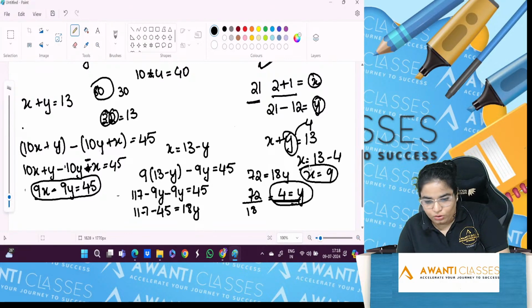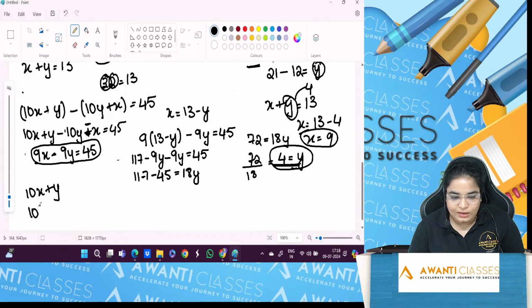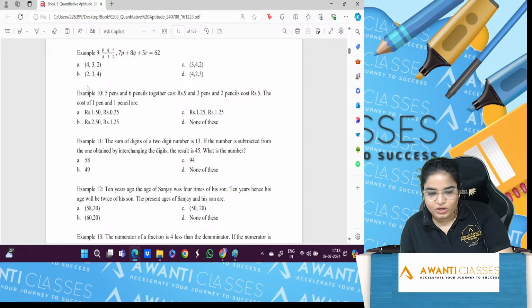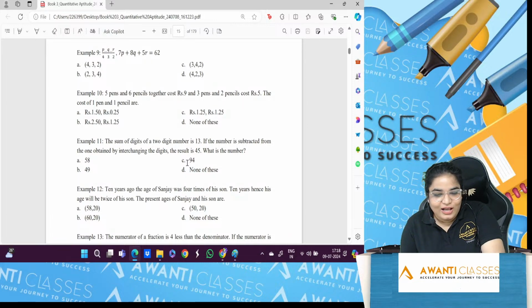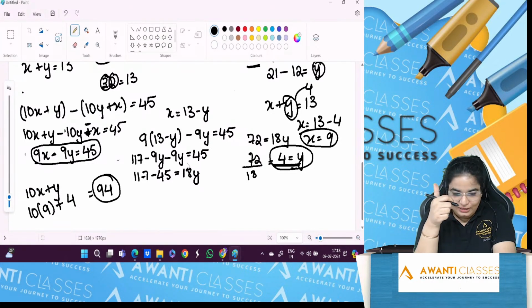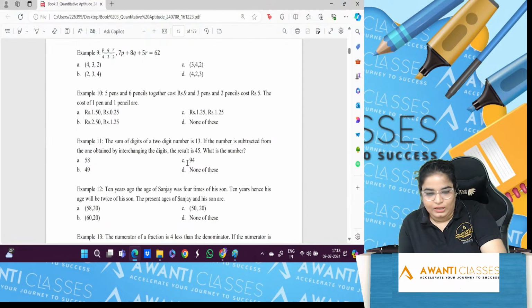Understanding? So, what was the first number? First number was 10x plus y. 10x plus y is equal to 94. Okay. So, the option is what? Option number B, 94. Bhimappa sir, very good. You got the answer, but they asked for the first number. You gave the second number. 49 is correct because it is the interchanged number. Okay. Done. Very good.